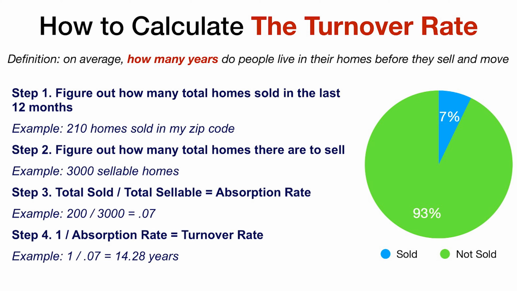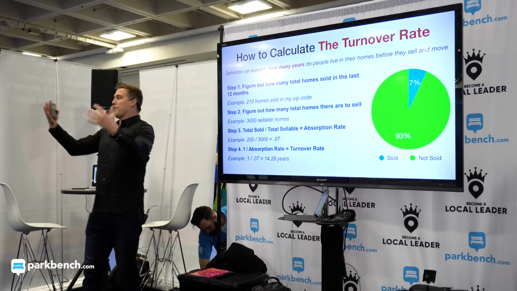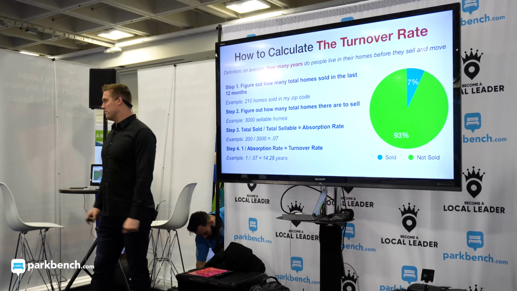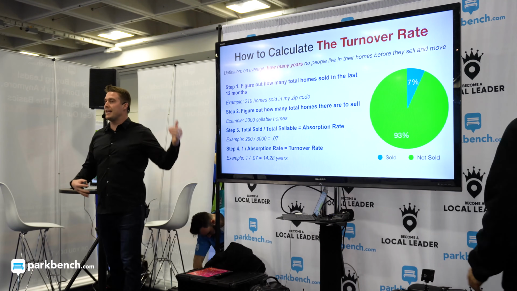Step number 2, you need to know how many homes are there to sell. This is a number that's really difficult to actually find, but it is so important. If you're doing business in a zip code, 95% of the agents I ask don't know how many homes there are in there to sell. And if you don't know the market size, you go to any venture capitalist in the Bay Area and you say, I don't know the market for my business, they'll laugh you out of the room. Most agents don't know how many homes there are to sell in the market.